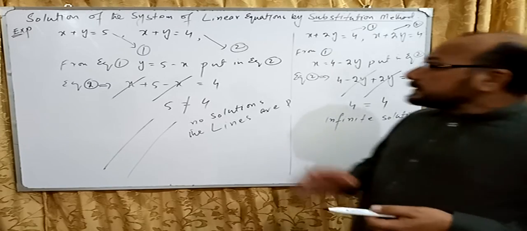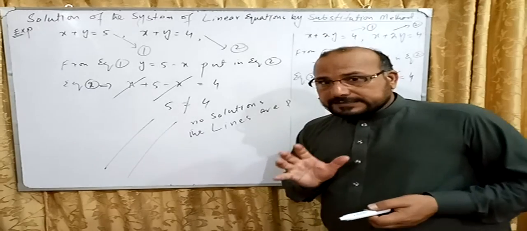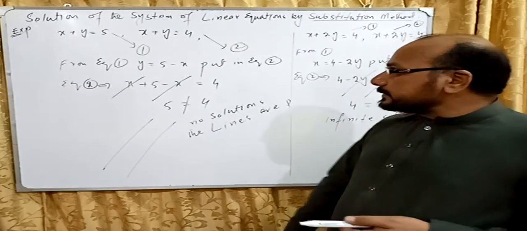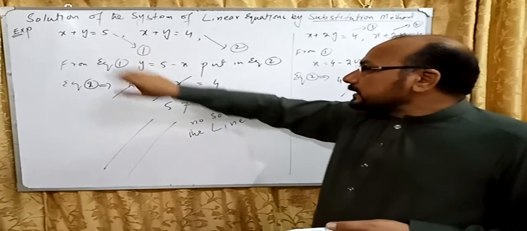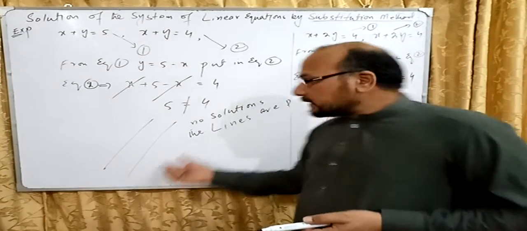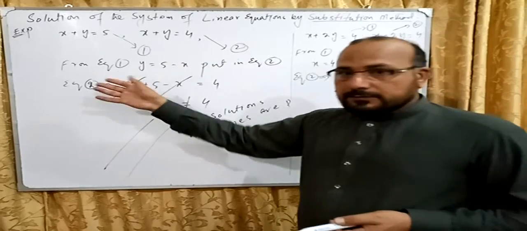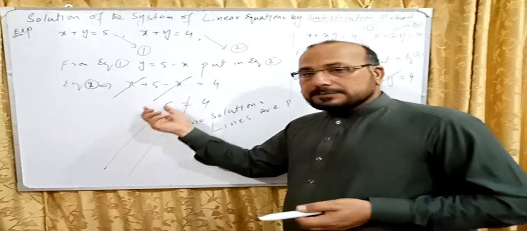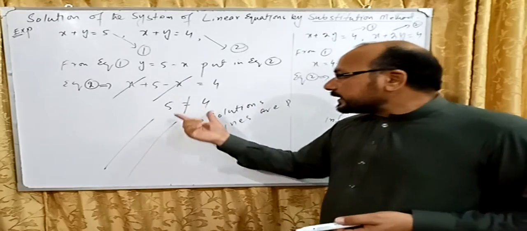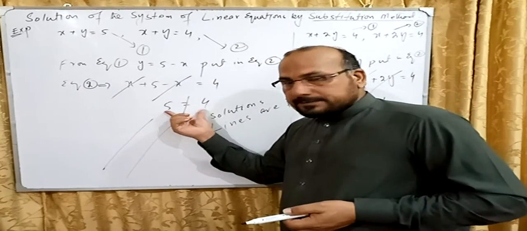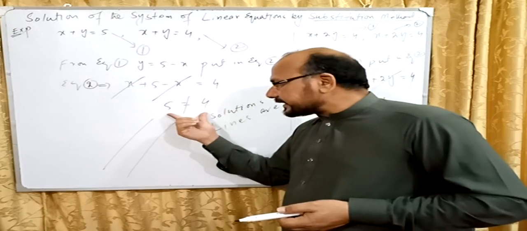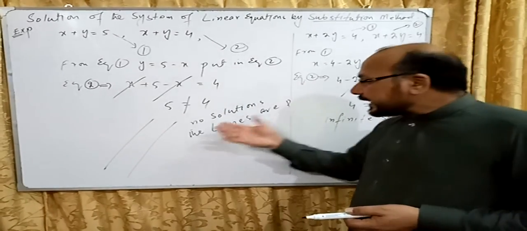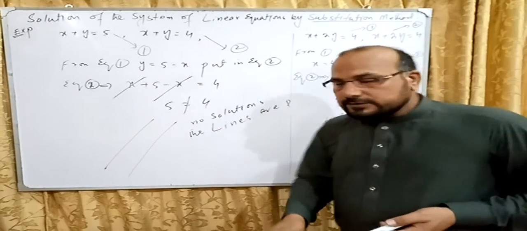So these were the two conditions that we face sometimes. We have one solution, which we studied in the previous class, in the previous video. Now we studied when we have equations like this. Whenever we are finding the value of any variable, the variables vanish, and at the end we get the wrong statement, 5 is not equal to 4. In this particular case, we can say the lines are parallel and the equations have no solution.